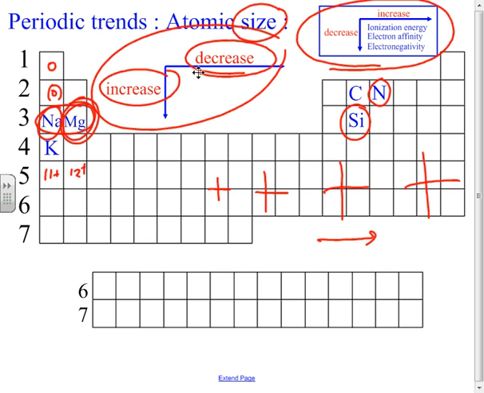The explanation is the same. They increase or decrease across a period because of nuclear charge. They increase or decrease down a group because of shielding.